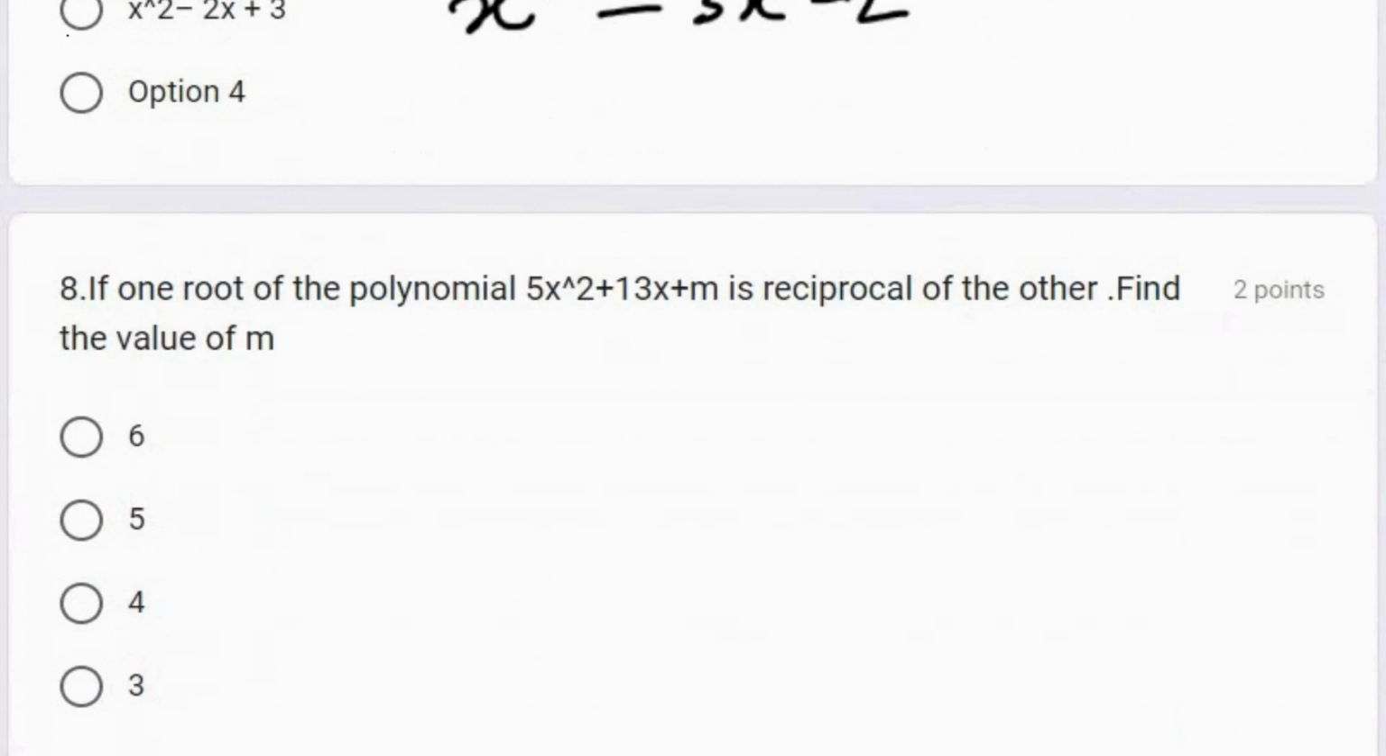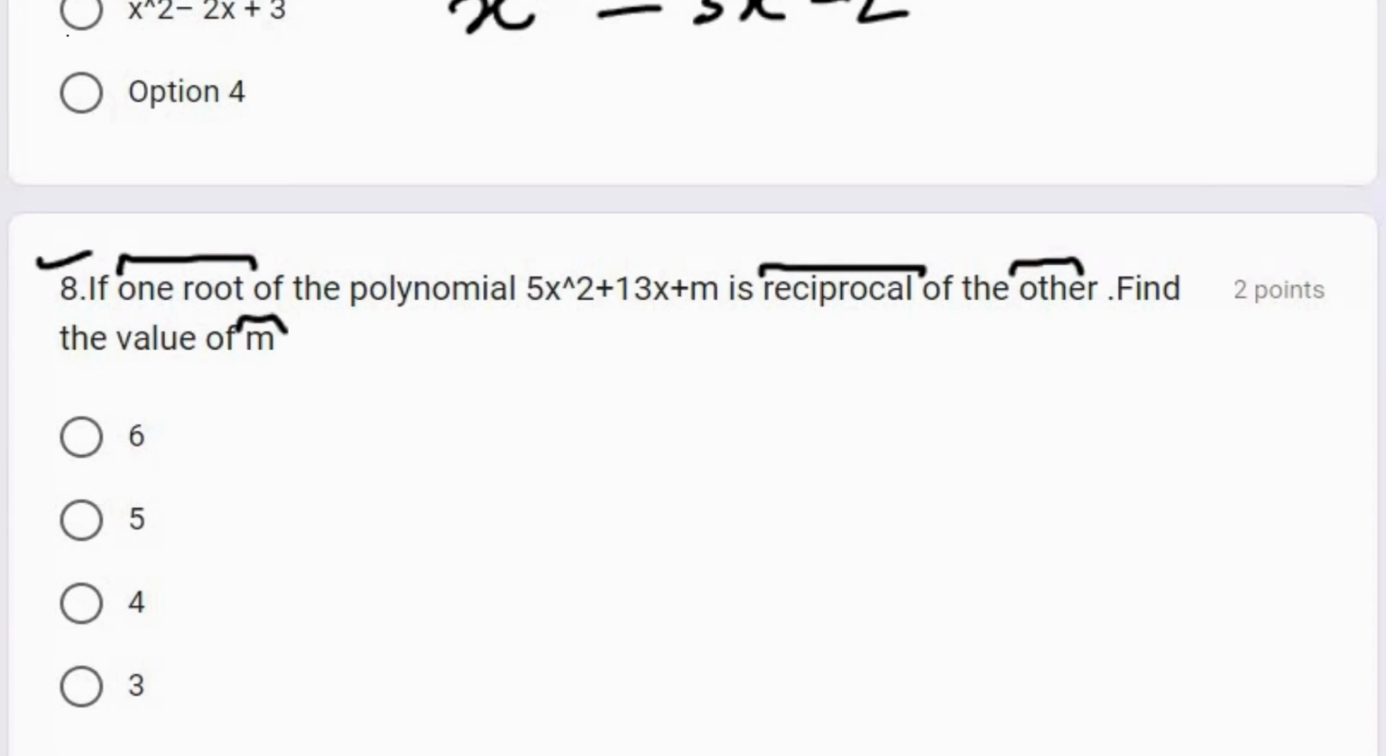Coming to eighth question. If one root of this polynomial 5x square plus 13x plus m is a reciprocal of the other. Remember, in this chapter, whenever they say one root is a reciprocal of the other, you have to use the product of zeros is equal to c by a. And if the question says one root of a quadratic polynomial is the negative of the other, then you have to use the formula sum of zeros as minus b by a. Okay. One root of this polynomial is reciprocal of the other. Find the value of m.